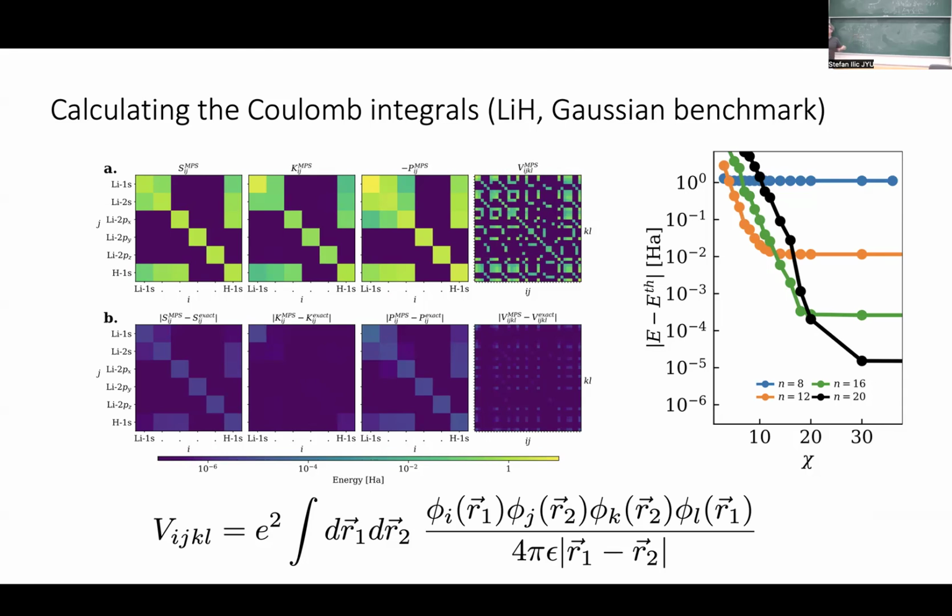For instance, you must have seen this curve, energy of the hydrogen molecule versus the distance between the two hydrogens. You get some curve which is like that. And you see the exact curve, and then you see what you can get with a quantum computer. Yeah, it's actually not too bad.